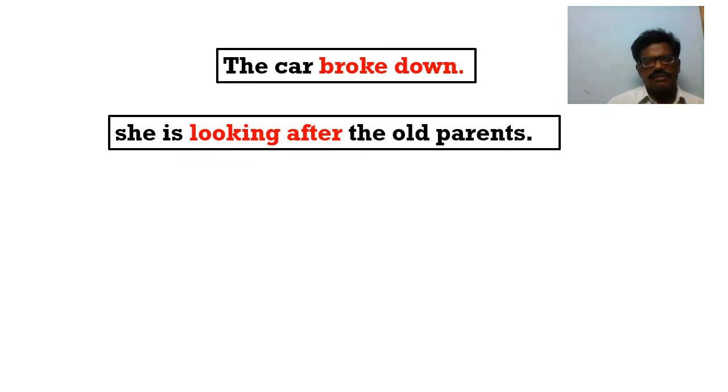Now looking at the second sentence, we have the prepositional verb, that is the verb looking plus preposition after. Here the meaning of looking after is taking care of, but you might have seen that the meaning of looking after we cannot get from the meanings of the parts such as looking and after. So here also the prepositional verb is idiomatic.